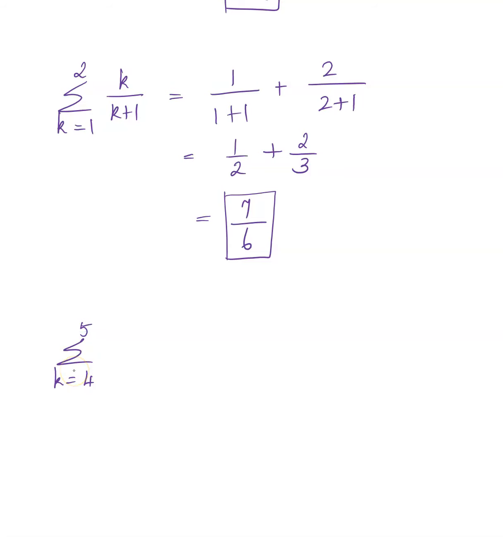Notice how here we start from 4 to 5, so it doesn't always have to start at 1. So this starts at 4, so it's going to be 4 squared over 4 minus 1 plus 5 squared over 5 minus 1.